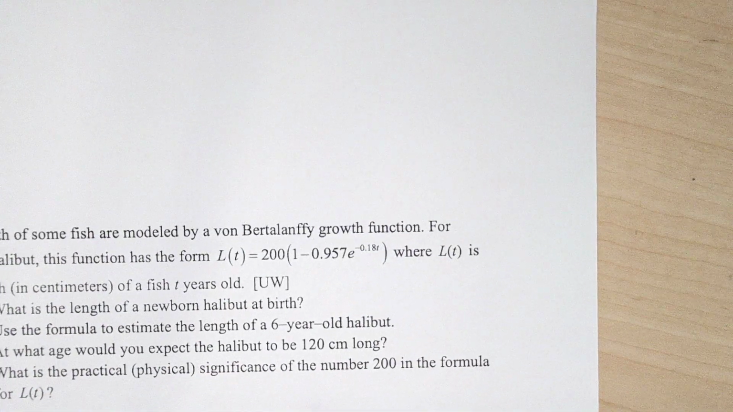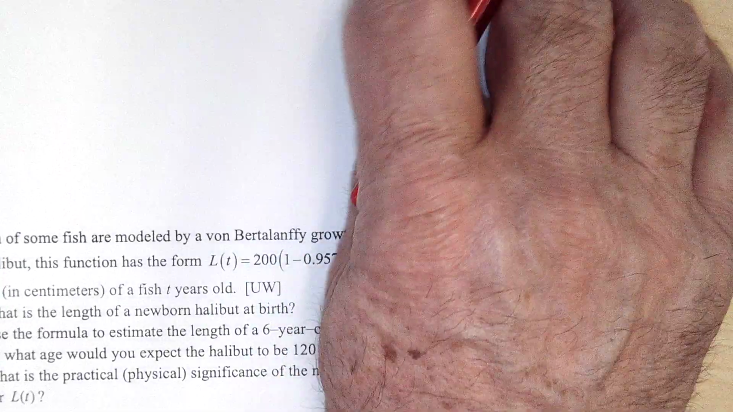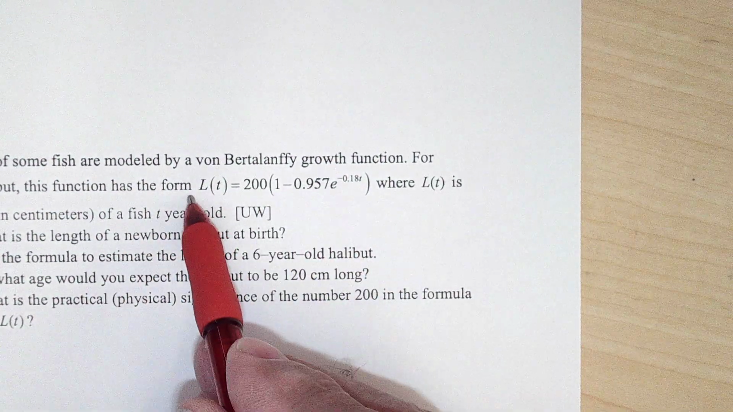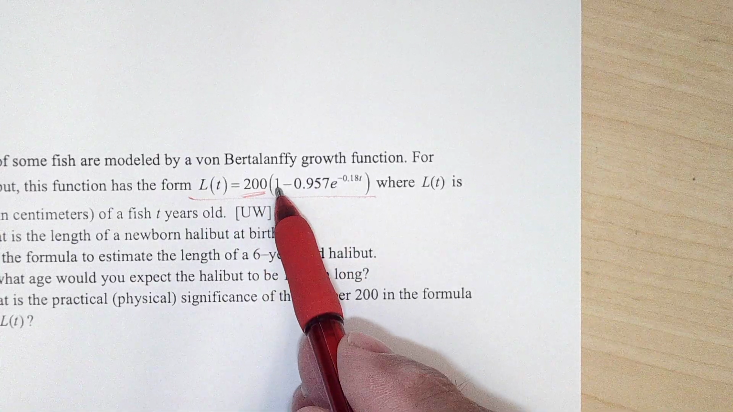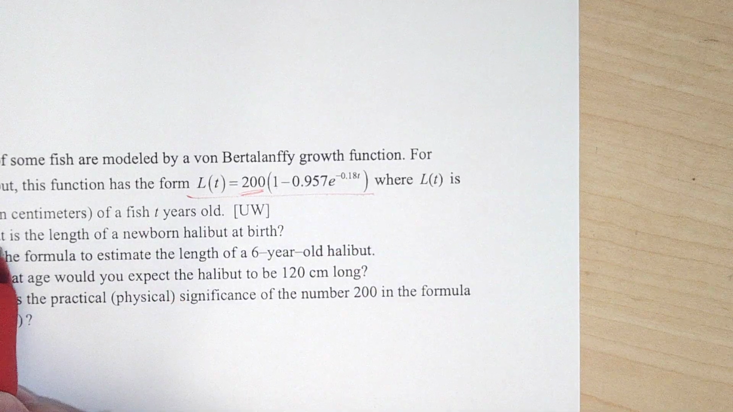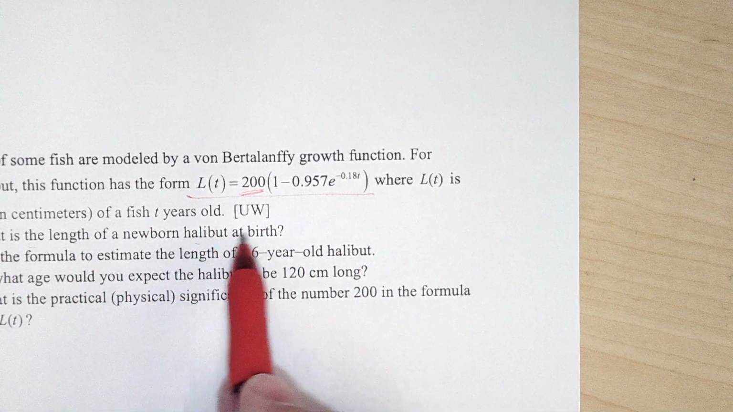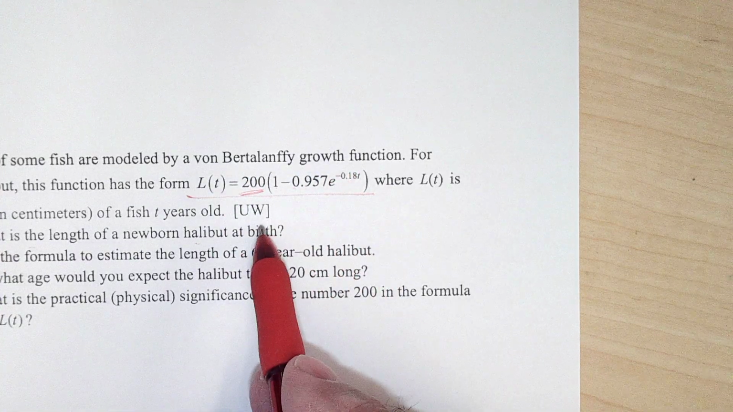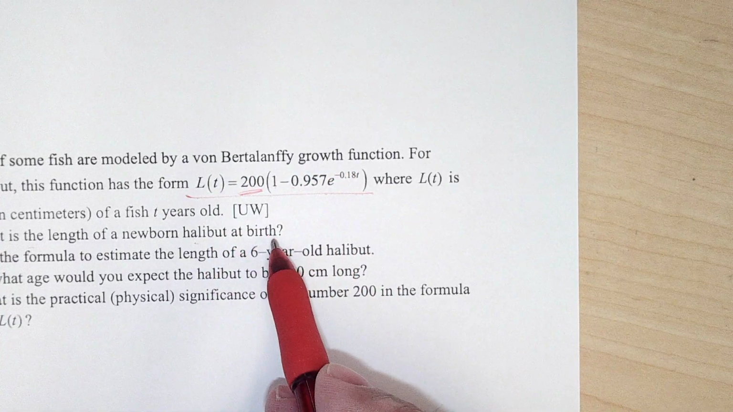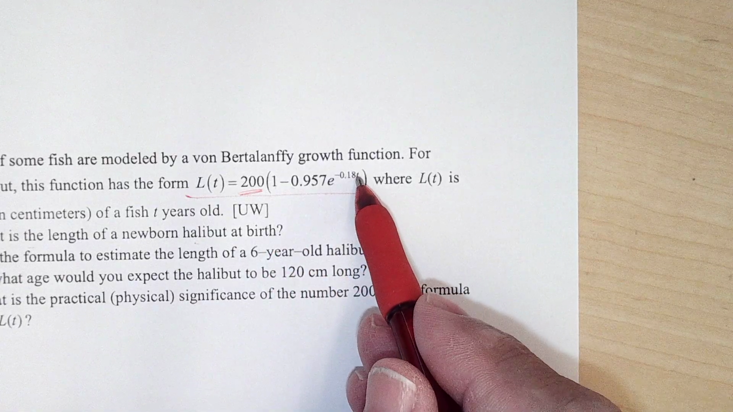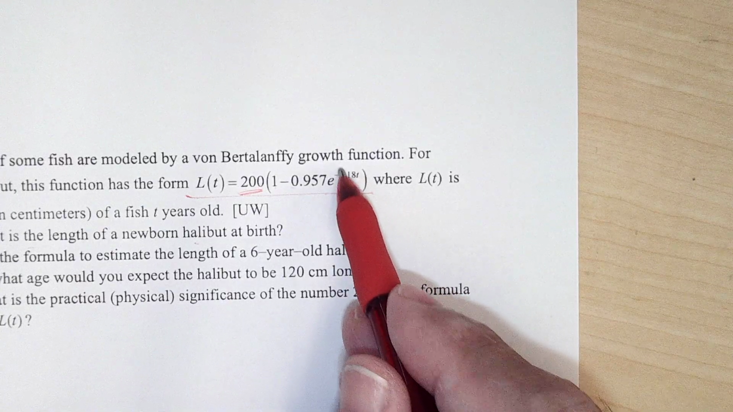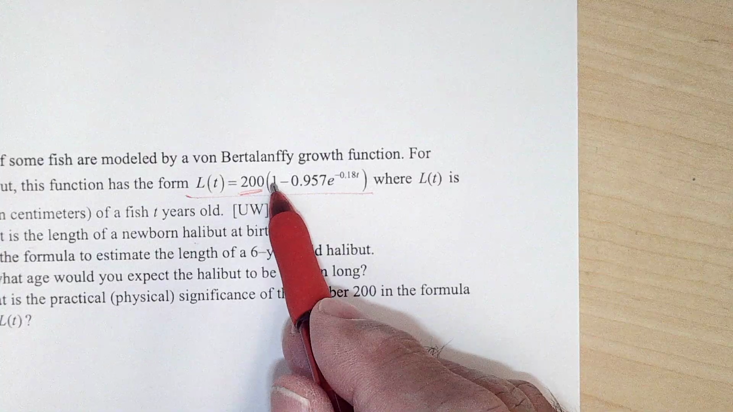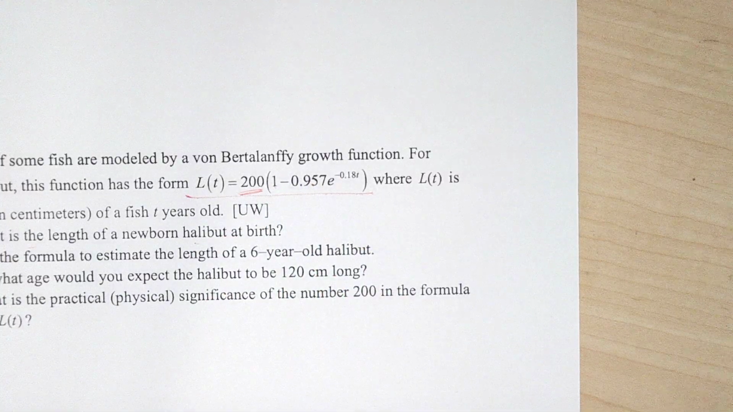And that's kind of like on our test, the first problem. There's a couple ways to interpret that. Okay, this one is not just a straight one, so this is not the y-intercept because it's 1 minus something in here. What's the length of a newborn halibut? That would be at time 0. So we put 0 in here. And 0 times this number is 0. E to the 0 is 1. So we're going to take 1 minus this times 200.